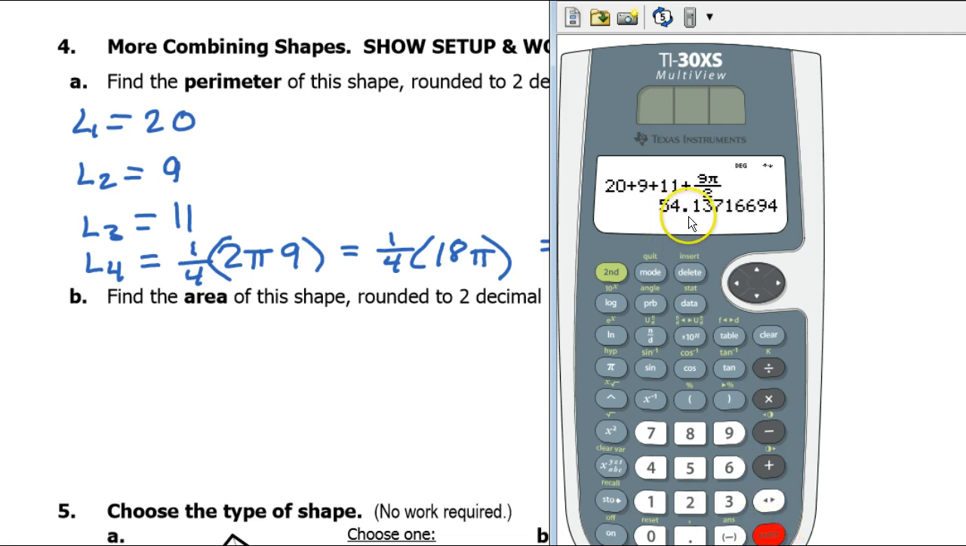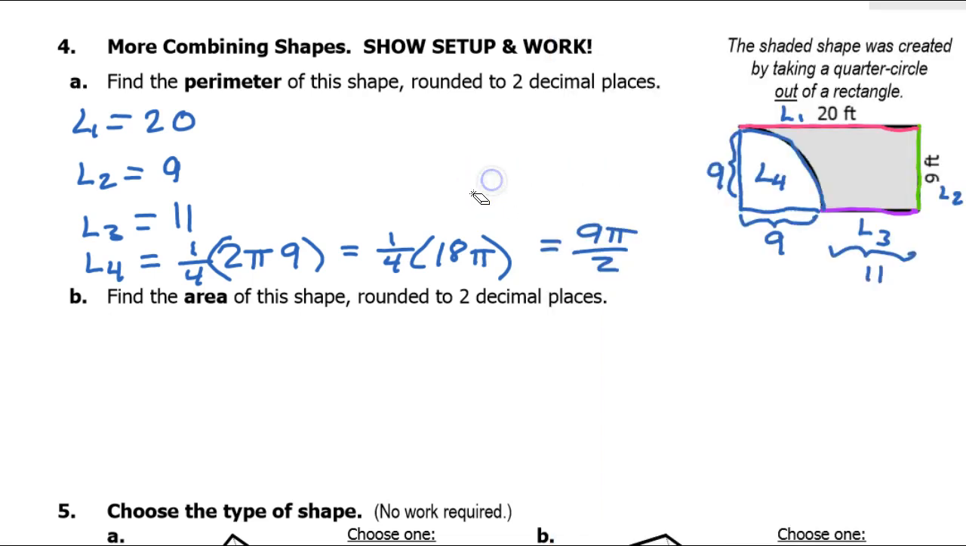That's going to be 54.14. And we're talking about length, so that's just going to be feet.